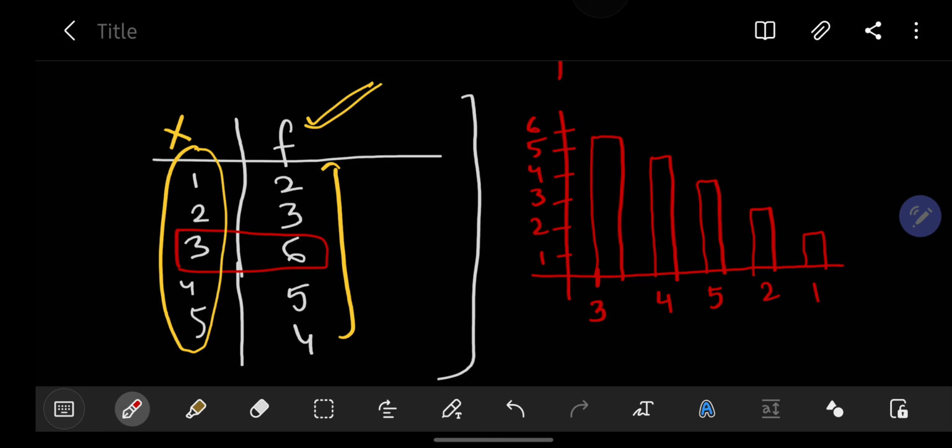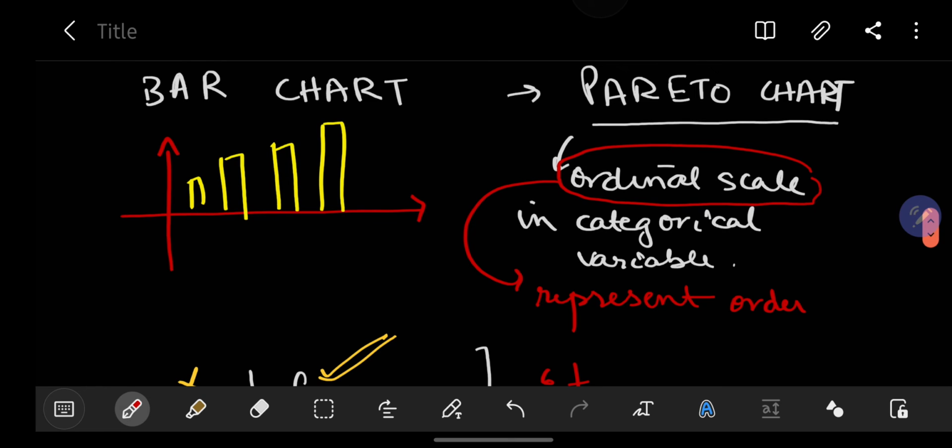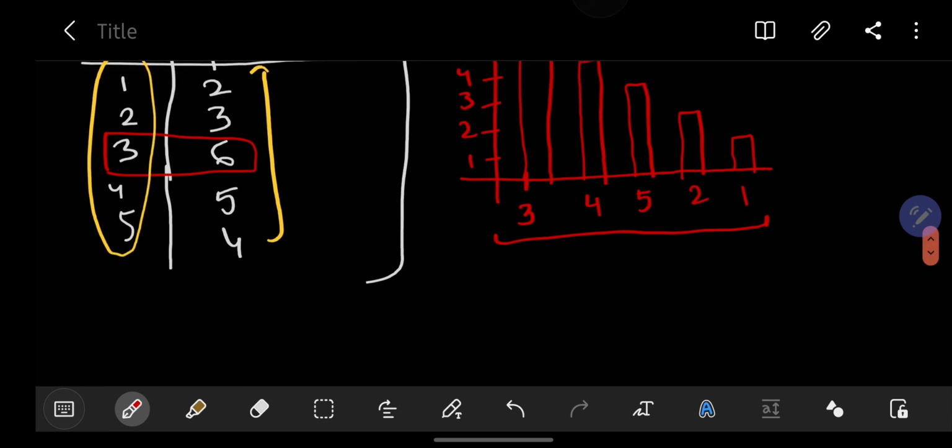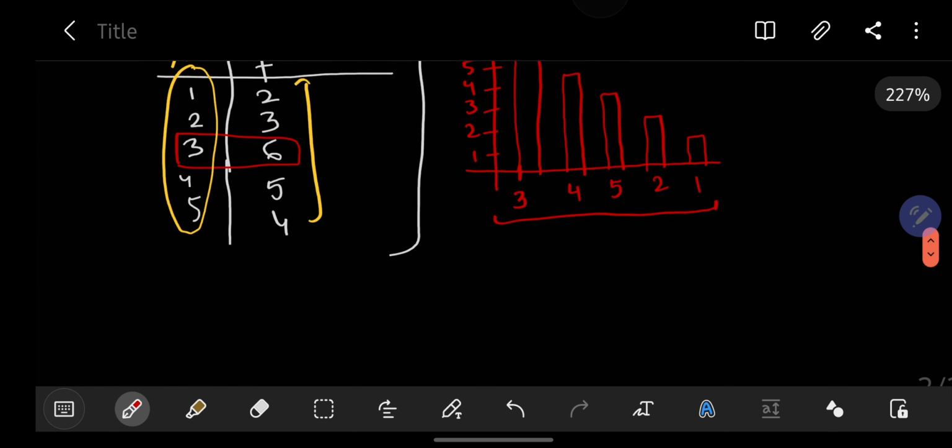So see, this order is not actually the order defined by the ordinal scale. According to the ordinal scale, 5 should have the highest, as we discussed above. According to my statement, 5 must have the highest one, but it isn't true. We cannot restrict our frequencies. So Pareto charts represent highest frequency in order. It can be either increasing or decreasing.